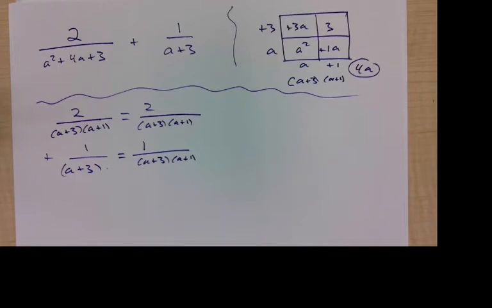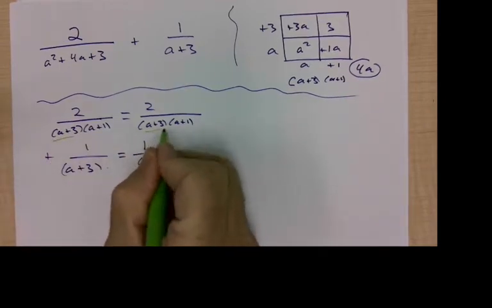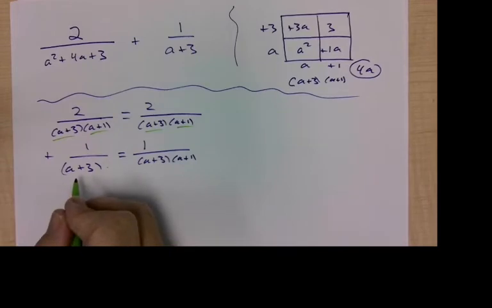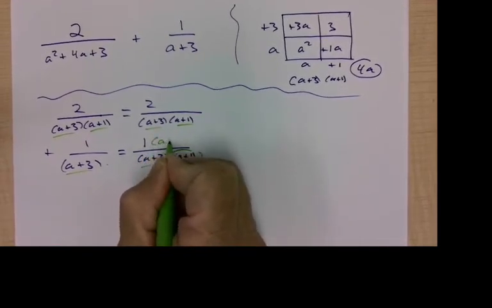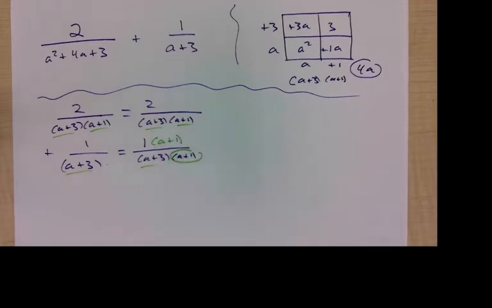So you'll notice here everything was there before. A plus 3 was there before. A plus 1 was there before. Nothing was new. Here a plus 3 was there before. A plus 1 is new. So I need to put an a plus 1 on top. Whatever is new on the bottom has to also go on the top.